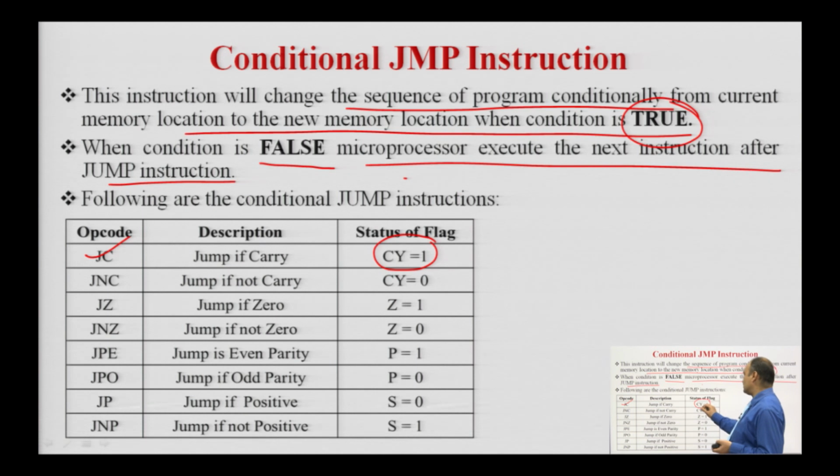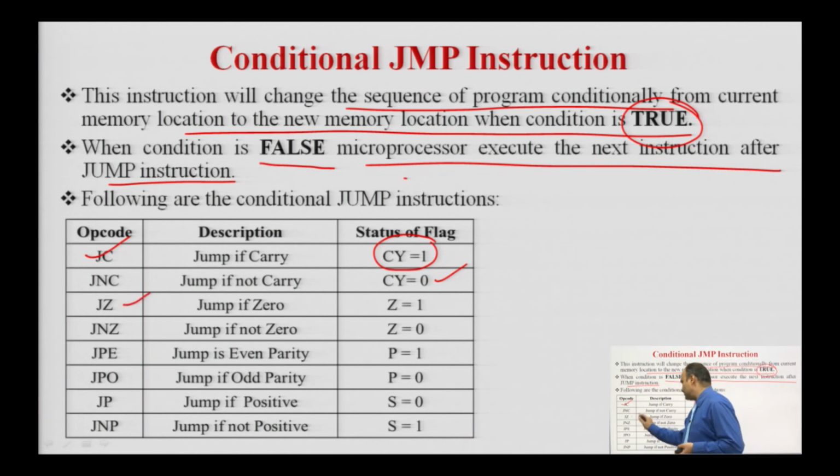So, here the condition is true, then the processor will transfer the control. Next is JNC instruction, which means jump if not carry. When the carry flag is reset, the processor will transfer the control from the current memory location to a new memory location. This is the condition which is required to check. If this condition is true, then only the processor will transfer the control.